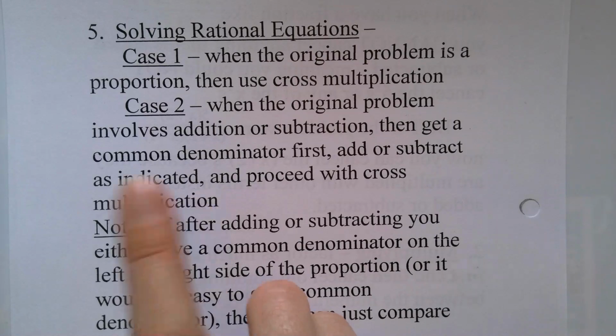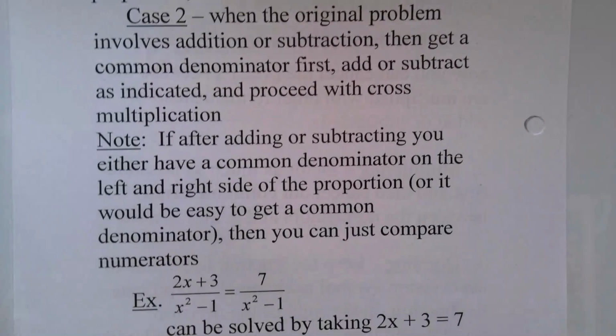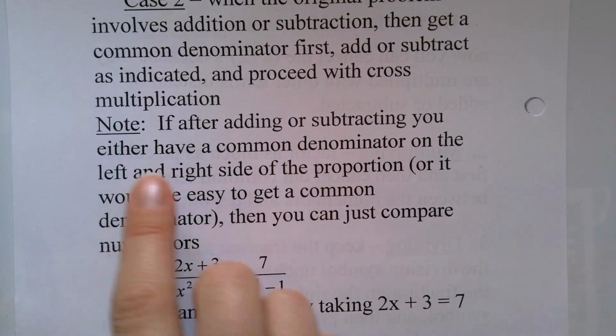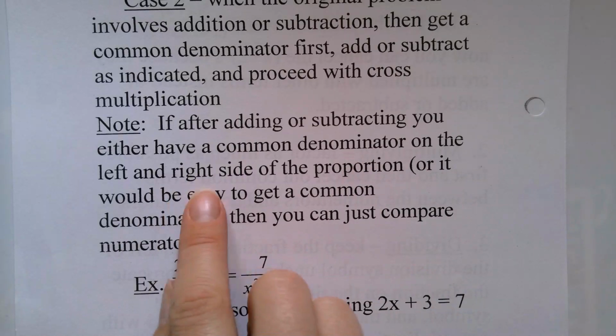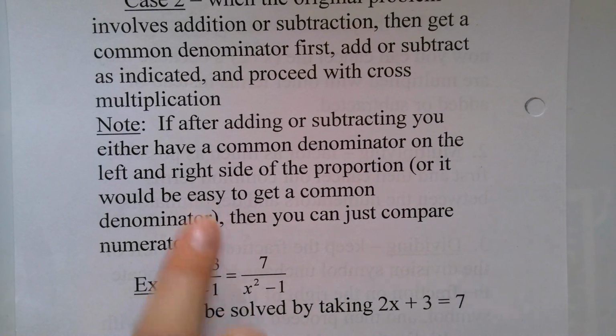I am going to get a common denominator, and I am going to set my numerators equal. So this is what it's saying. If after adding or subtracting you either have a common denominator on the left and right side of the proportion, it would be easier to get a common denominator, and you can just compare the numerators. So this is really where we're at.